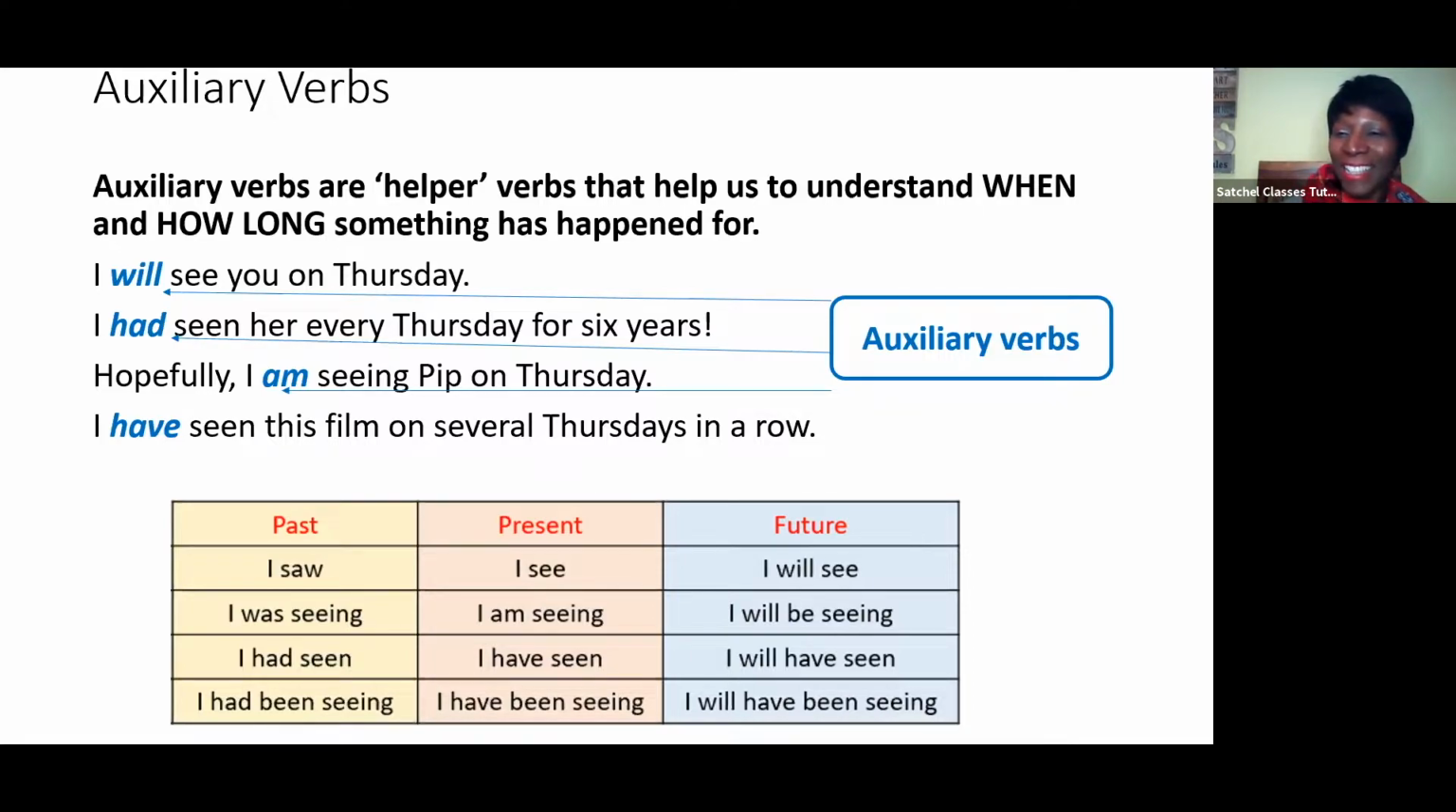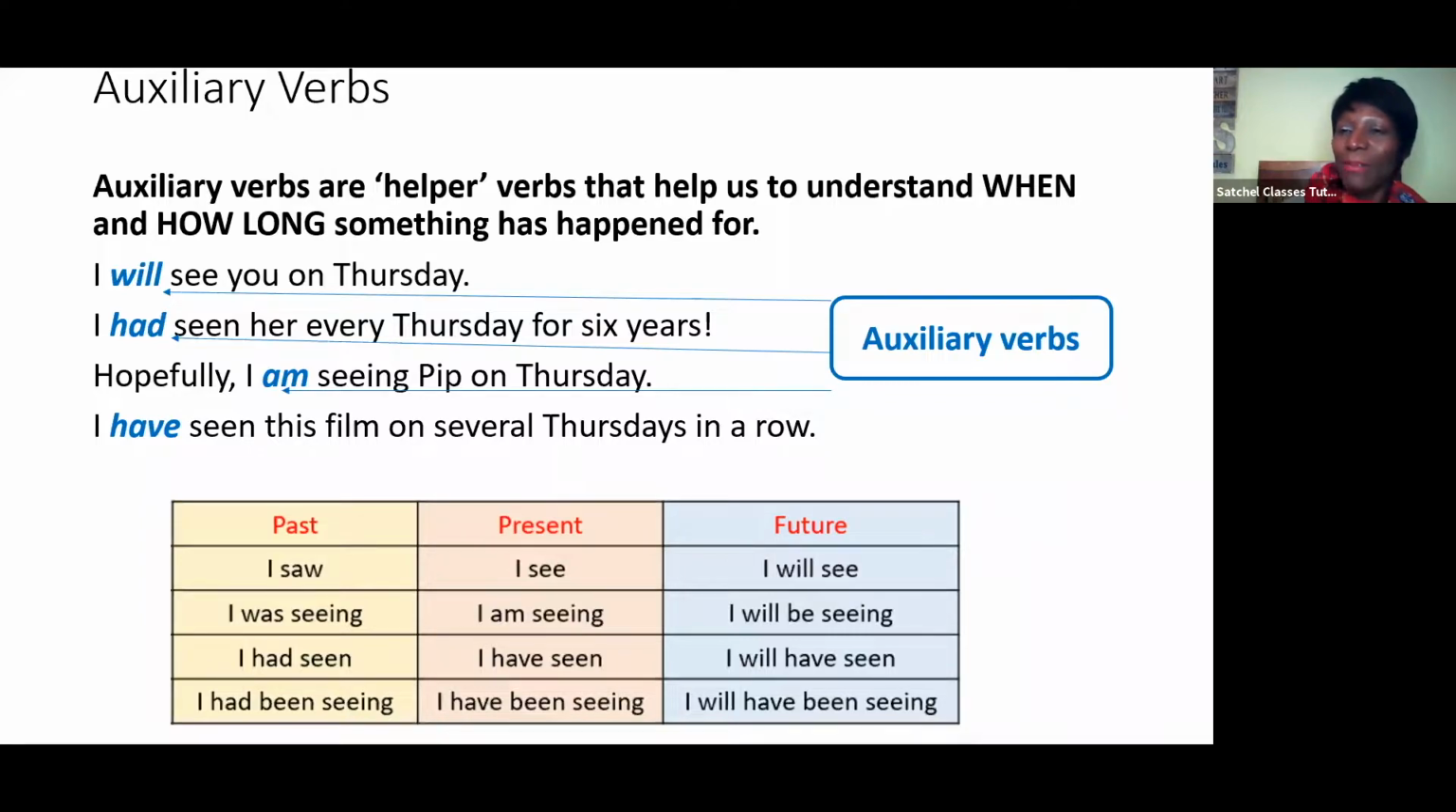I am seeing, so that kind of sense of something that's going to be ongoing. And then I have seen the film on several Thursdays in a row. So you can see that auxiliary verbs help us to understand about the past, the present, and the future. And the main ones that we use to change tenses are will, had, am, and have. Those are the main auxiliary verbs.